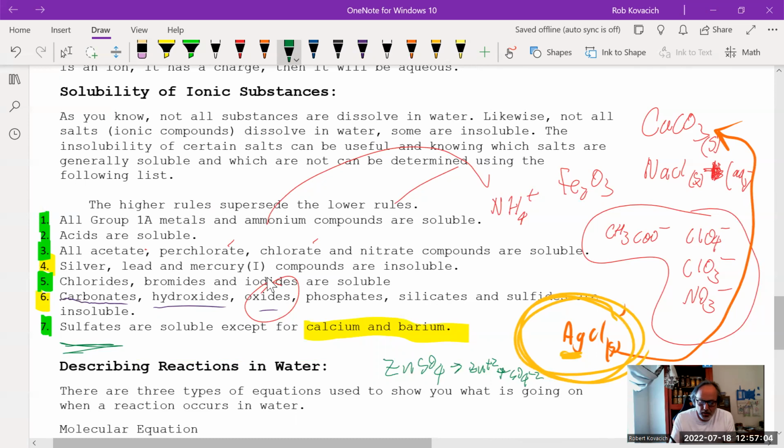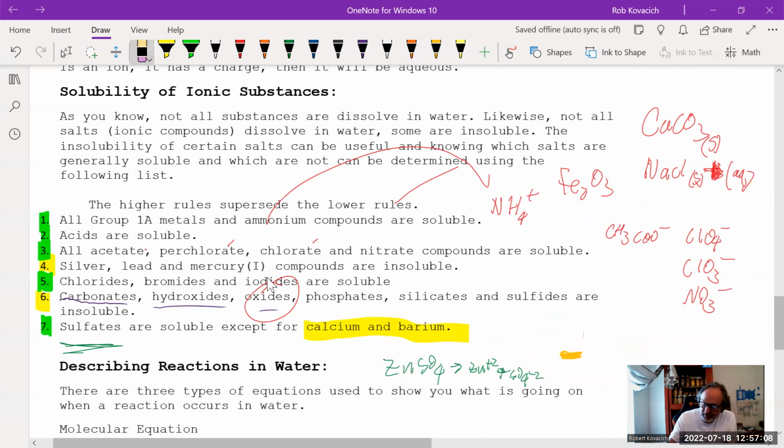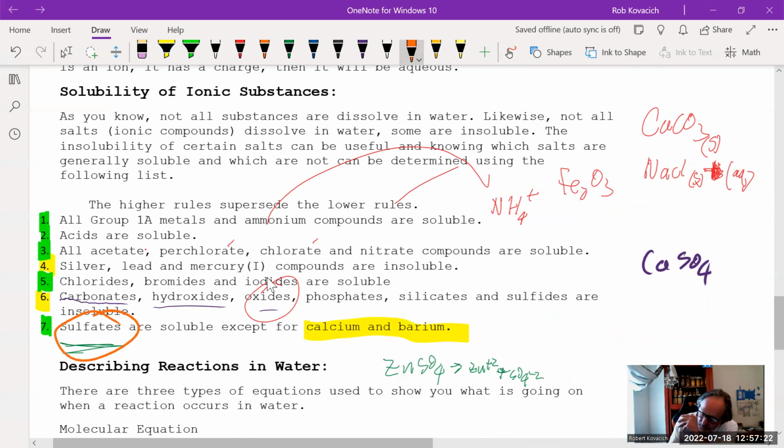Okay. But what if I change the zinc out to calcium? Then the same thing isn't going to happen. Calcium sulfate. So this rule here says sulfates want to be soluble, but I've also got a problem that it won't because of the calcium. So if the sulfate is connected to a calcium, then it will not let go and it'll stay a solid. So if that goes into water, it just sinks to the bottom and does not dissolve.